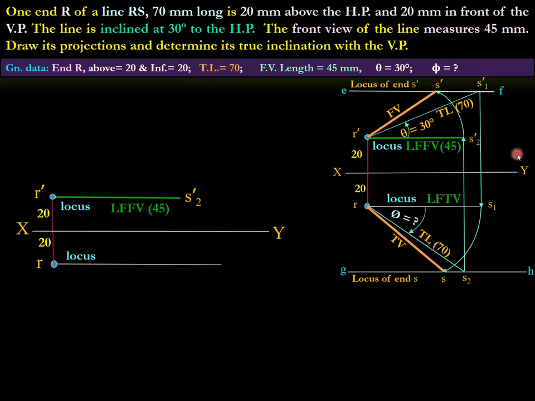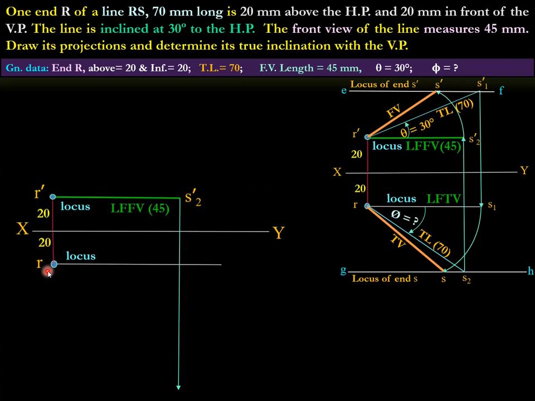When we refer to the model diagram, we can understand that the end S2 dash is moving in the downward direction as a vertical straight line. In the same way, draw a vertical straight line from the endpoint S2 dash in the downward direction. When we refer to the model diagram, we can understand that the true length line on the top view side starts from point R and ends on the vertical line which comes from S2 dash. The same thing can be applied in this particular diagram.